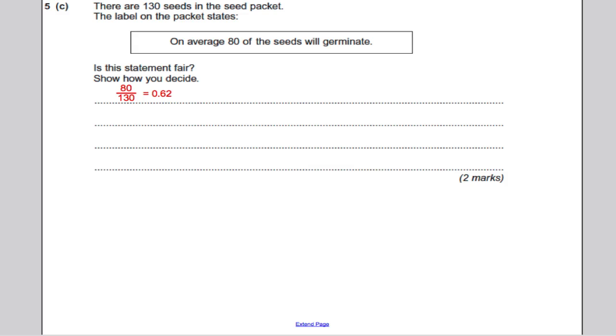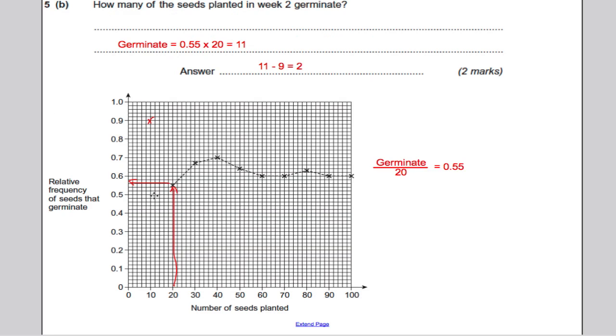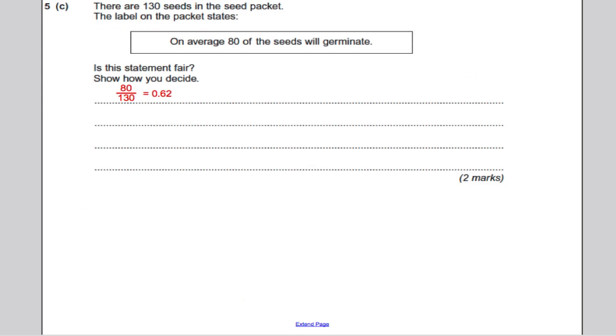Now if you go back to the relative frequency diagram, you can see that the diagram is heading towards 0.6. So it seems to be getting closer and closer to 0.6. So, is it fair? I would say yes, it is fair.